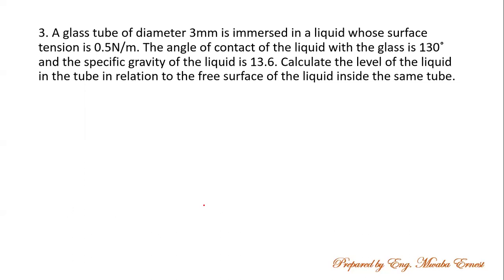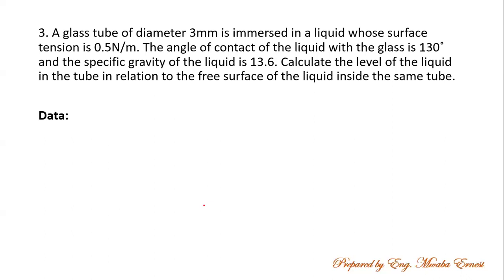Here's our third example. Glass, diameter 3 millimeters, immersed in a liquid whose surface tension is 0.5 newtons per meter. This is the surface tension force. Angle, 130 degrees. Specific gravity of the liquid, 13.6, meaning this is our mercury. And then calculate the level of the liquid in the tube. So we're trying to calculate the capillary rise, H.